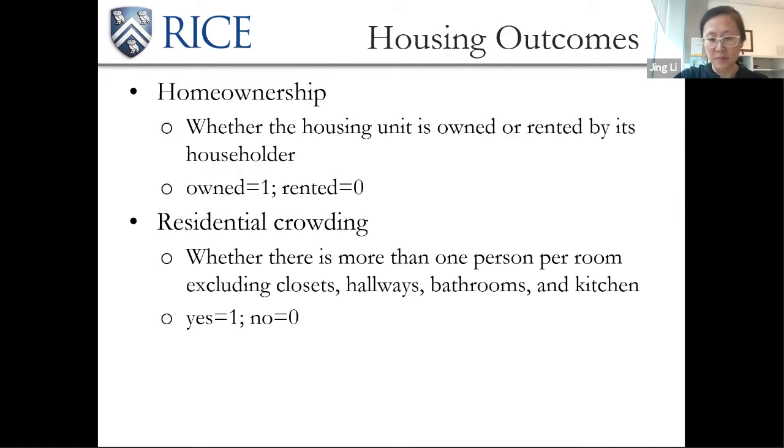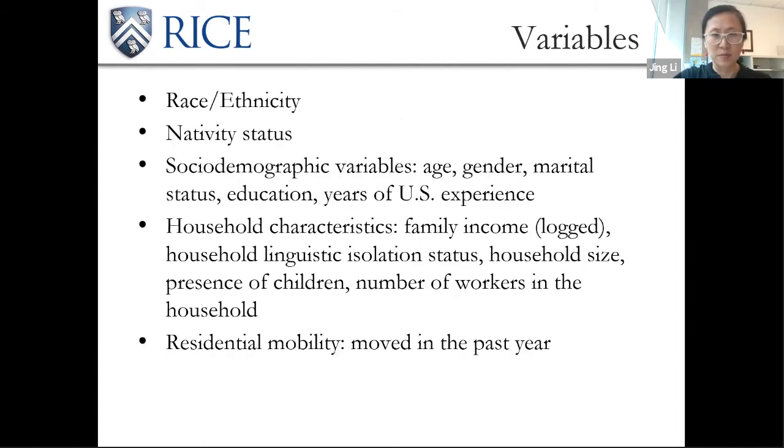I'm going to just skip the next slide about our variables. Our variables are at both the householder level and the household level. We focus on 2 major independent variables, which are race, ethnicity, and nativity status. We have other sociodemographic variables including age, gender, marital status, education, and years of US experience.